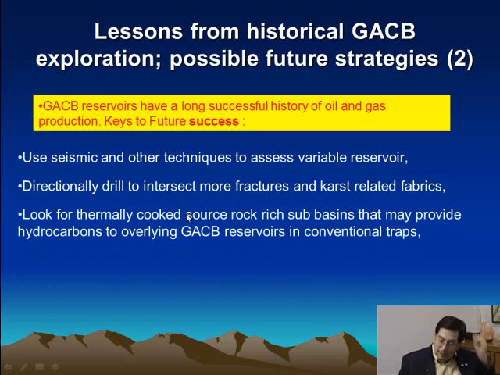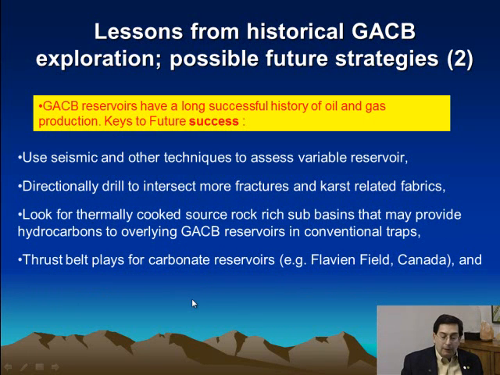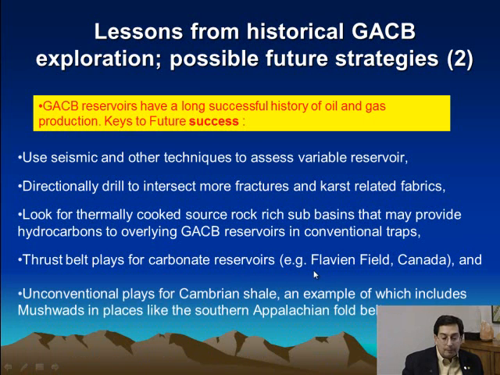We looked at an interesting example in Ohio where there might be a Cambrian source rock subbasin beneath Cambro-Ordovician carbonate reservoirs, which could potentially make for some interesting conventional traps. We talked a little bit about Canada and Greenland, and one of the things is that there is some production in Cambro-Ordovician carbonate reservoirs in Canada in thrust belts. And we talked a little bit about the possibility of Cambrian shale in the Appalachian Fold Belt as a possible unconventional play.